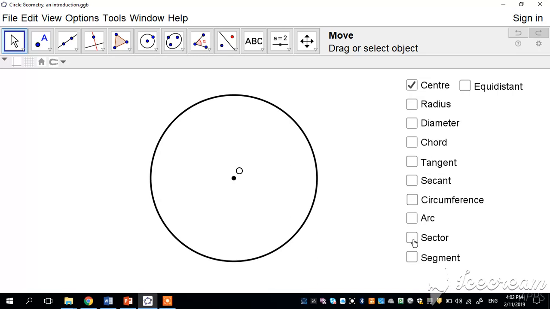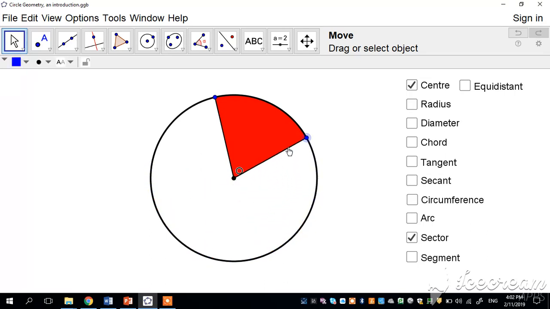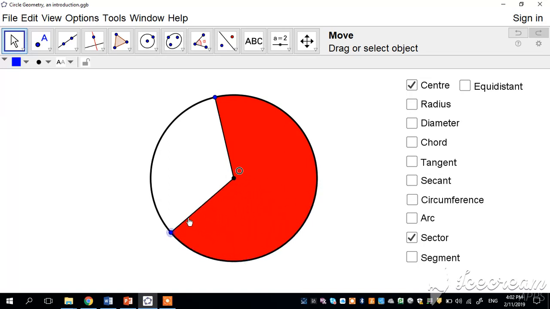Right, our final two keywords. The first word is sector. A sector is a region that is bounded by two radii and an arc. Now again, we can have what's called minor sectors. So we've got two radii and an arc, but it would be less than 180 degrees. Or we could have sectors which are major sectors, which are greater than 180 degrees.